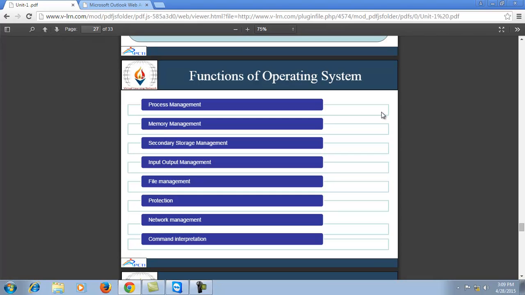Next one is command interpretation. It accepts commands from the user on their DOS prompt or CMD and performs the task accordingly, with respect to the user commands.